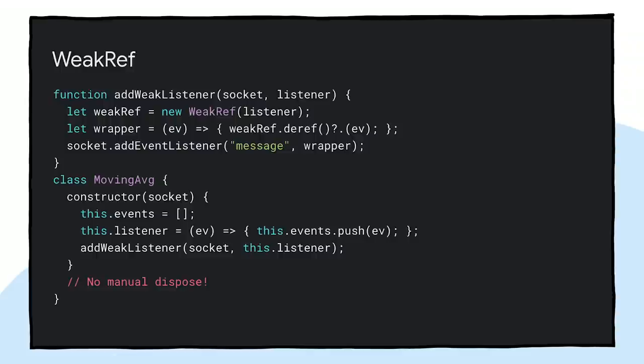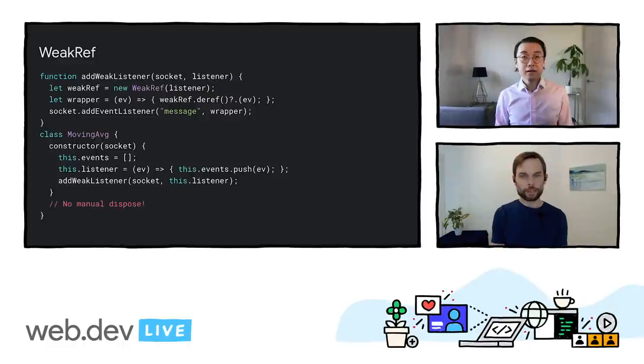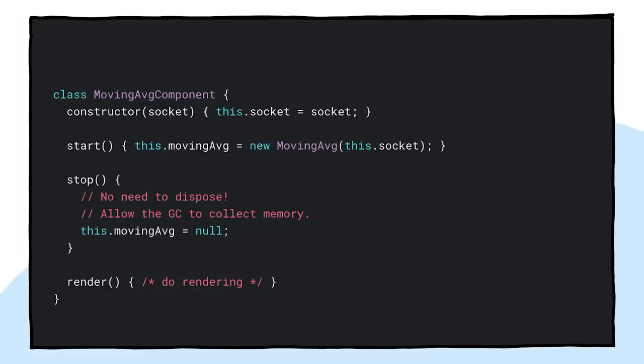To recap here, what it basically means is that you have to manually call deref because we're no longer preventing the garbage collector from collecting the event listener since it's wrapped up in a weak ref. So every time you want to access it, you have to manually deref. And if the garbage collector has collected it, then deref will return undefined. Okay. So in this case, the listener is reachable by this.listener. And once a particular moving average instance isn't reachable, then the component nulls it out, then the whole thing can be collected? Right, exactly.